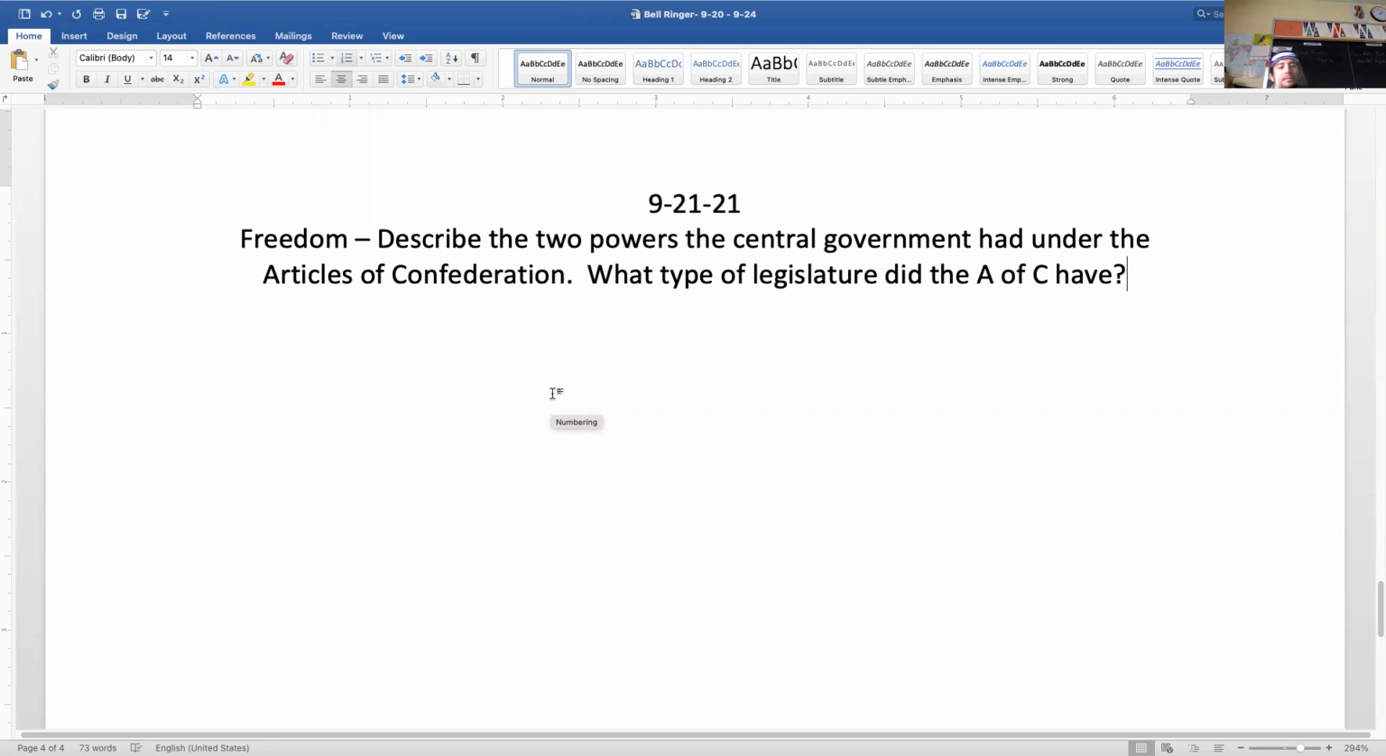All right. So all you guys work on the bell ringer now. You should be done with the reading now. For those of you at home, the reading was just page 48 to 50, weaknesses of the Articles of Confederation. I'll put that in the lesson description then. But describe the two powers the central government had under the Articles of Confederation. What type of legislature did the AFC have? AFC is just Articles of Confederation. Okay? You guys work on that.